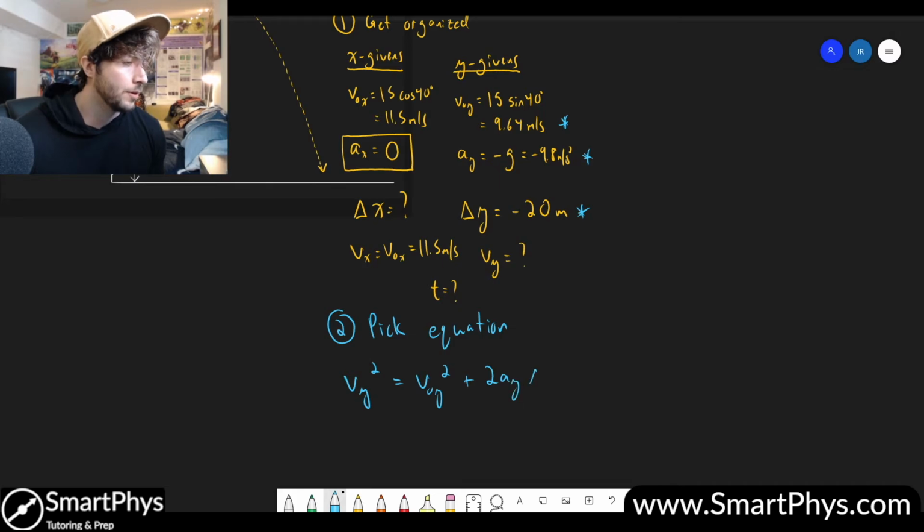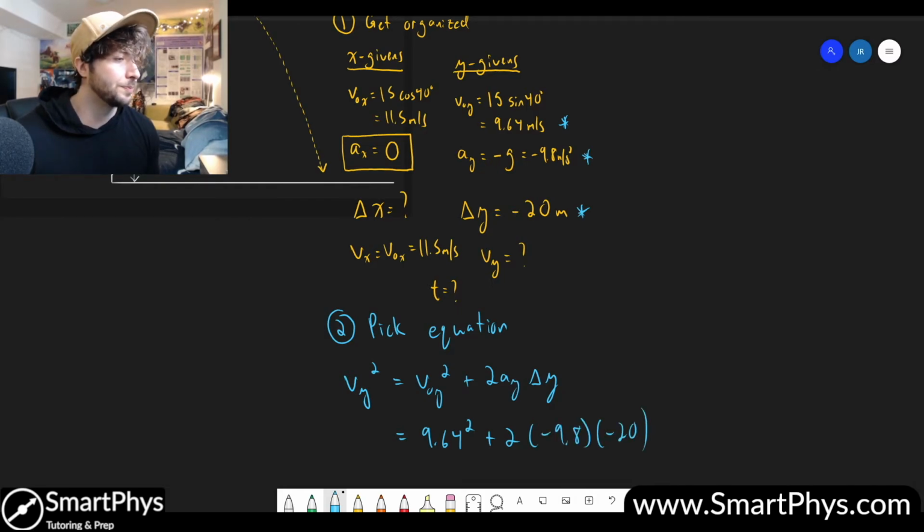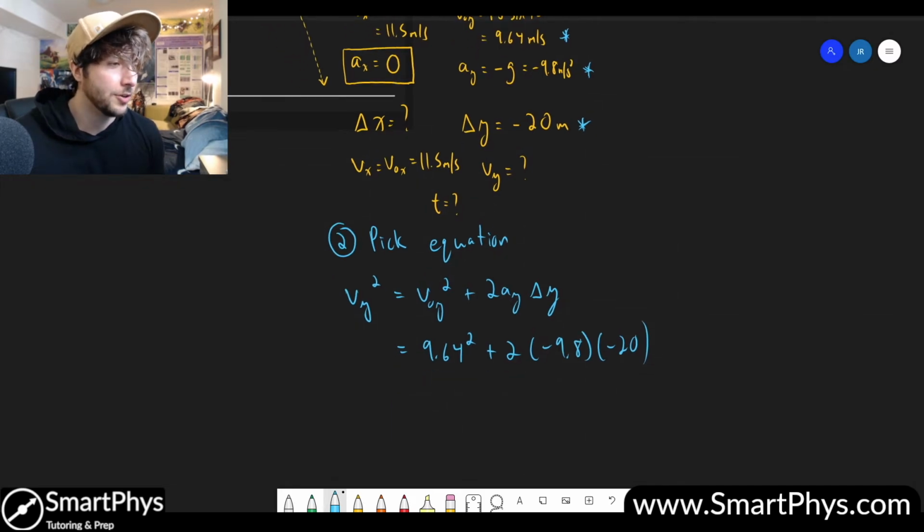Okay. So you'll notice that we have values, we have numbers for every variable in this equation except for the final y velocity. So we can just plug in and solve. Okay, so v naught y, it's going to be 9.64. We'll square that. And then we have 2 times negative 9.8, and then times negative 20. Okay, plugging all that into your calculator, you should get that Vy squared is 485. Okay, taking the square root of both sides, we get that Vy equals 22 meters per second.